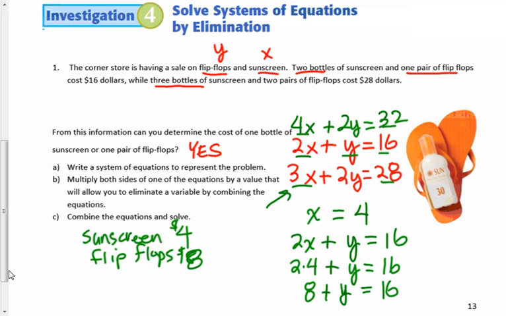Also, make sure it's true that 3 bottles of sunscreen plus 2 pair of flip-flops at $8 each is equal to $28, and that's 12 plus 16, and that's 28. So it does work. All right. We're going to try one more problem here on the next page.